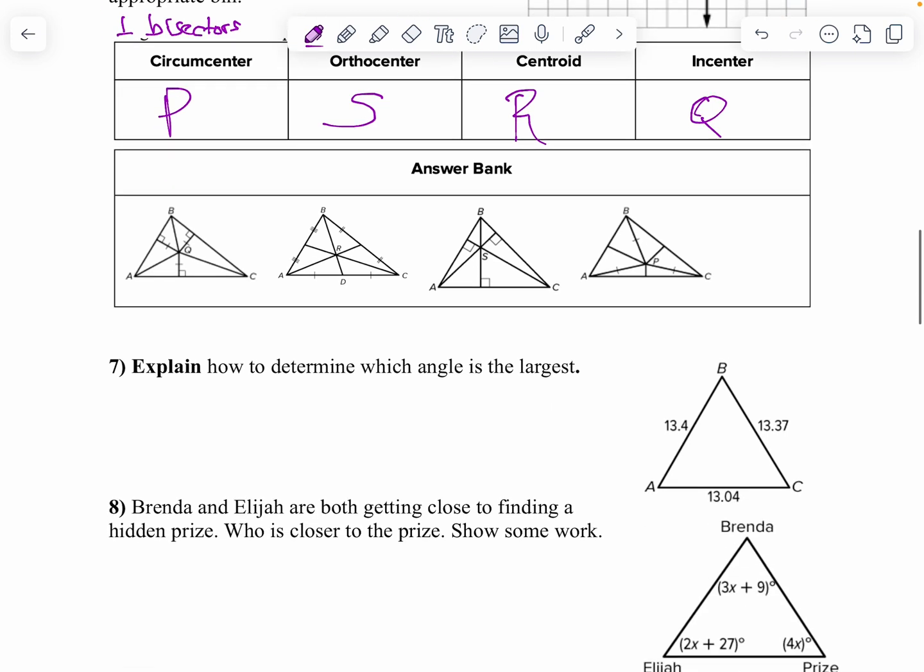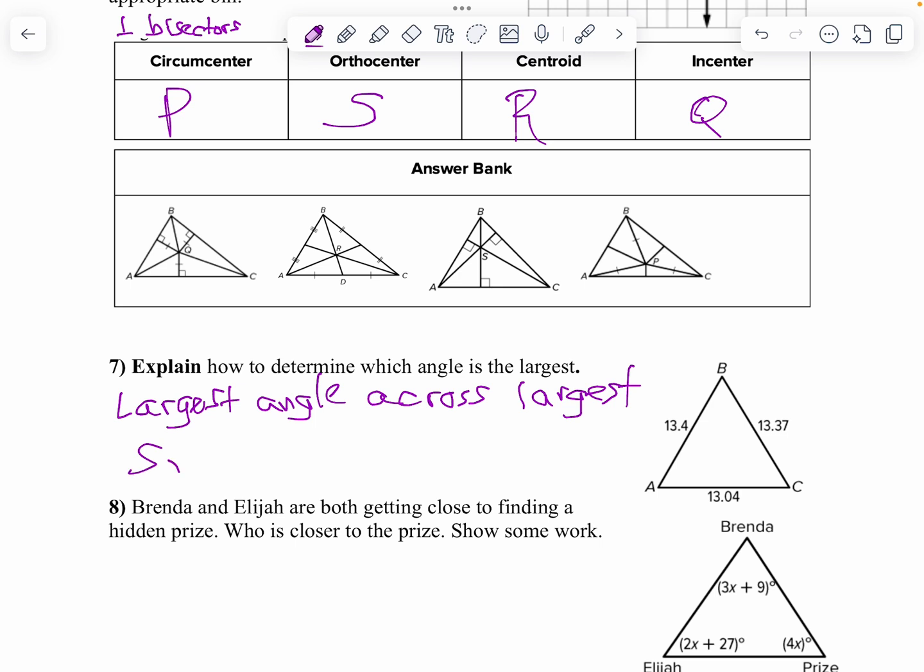How do I determine the largest angle? There's no hinge theorem, like some of you say, because we're looking at just one triangle, but the largest angle is across from the largest side. That's all that question asked for. Now, I gave you an example. Notice 13.4 is my largest side, so angle C would be my largest angle.